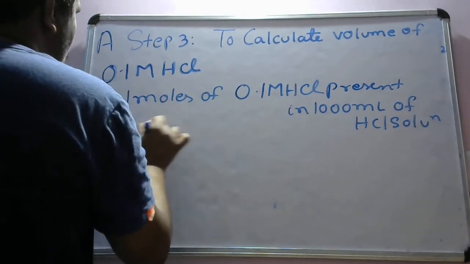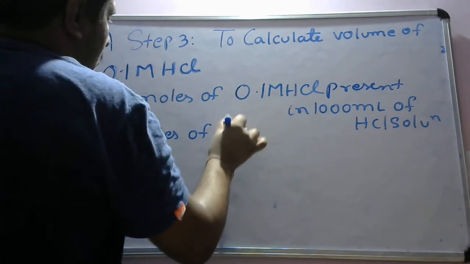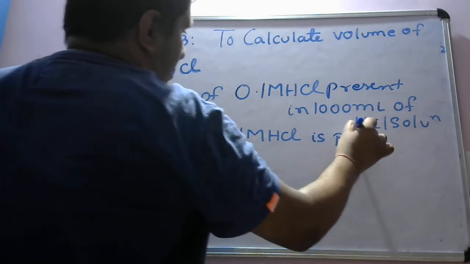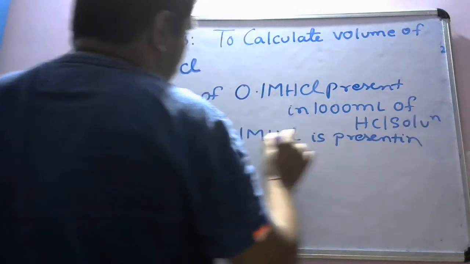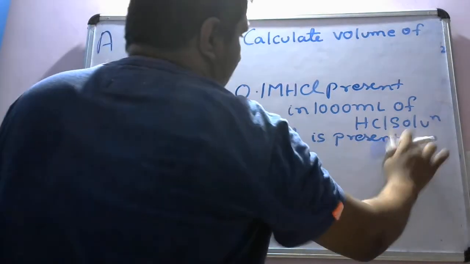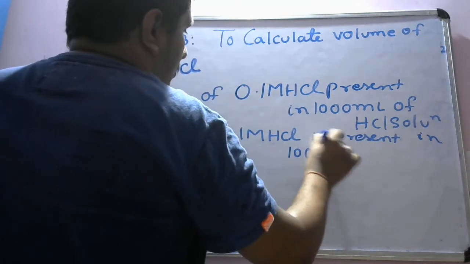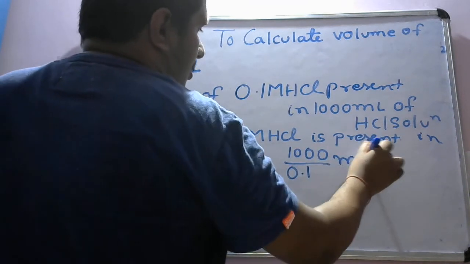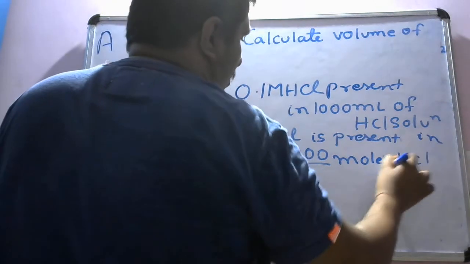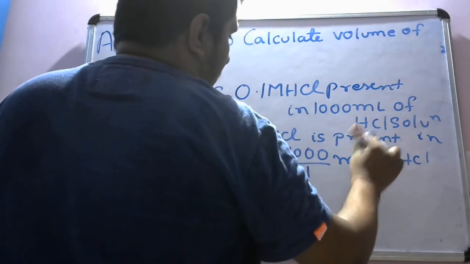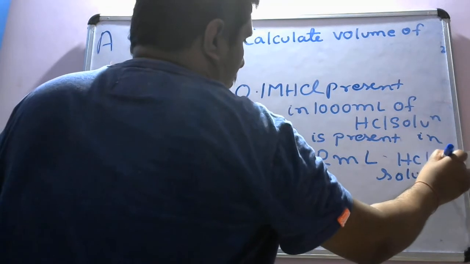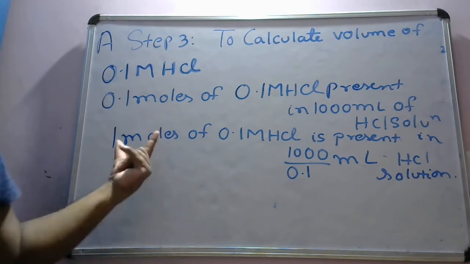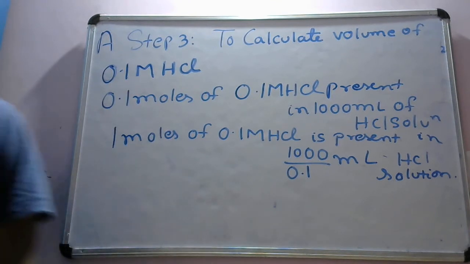So 1 mole of HCl in 0.1 molar HCl solution is present in 1000 by 0.1 milliliter of HCl solution. Okay. If 0.1 mole is present in 1000 milliliter, 1 mole will be present in 1000 by 0.1 milliliter.